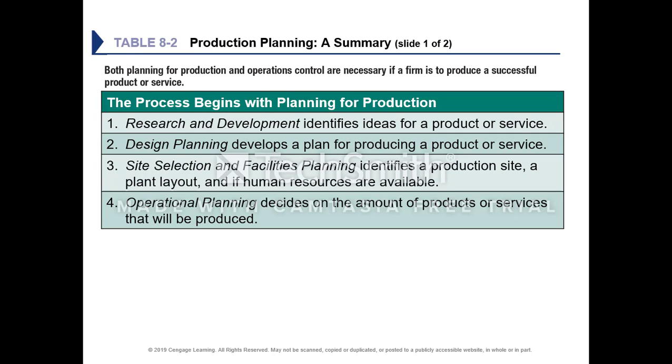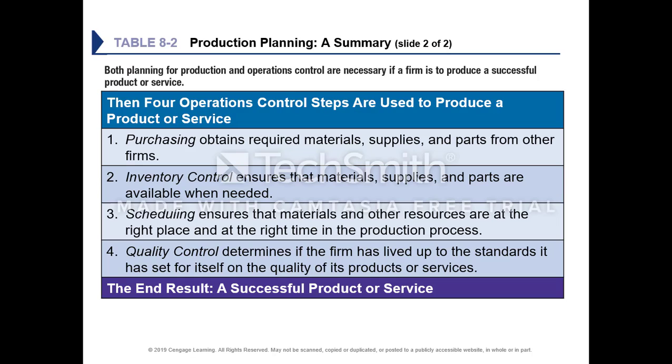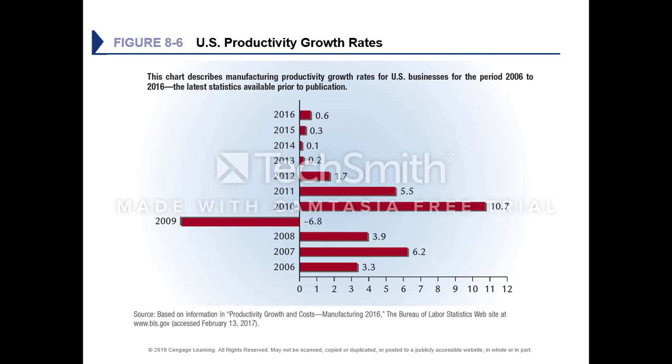So here is a list of the steps to the process, beginning with planning for production. Research and development, design planning, site selection and facilities planning, and operational planning. And we've talked about those. Next, here's a list of the 4 operations control steps. That's purchasing, inventory control, scheduling, and quality control. We've talked about those as well. Next, we'll be talking about productivity, and here's a bar graph showing us productivity growth rates.